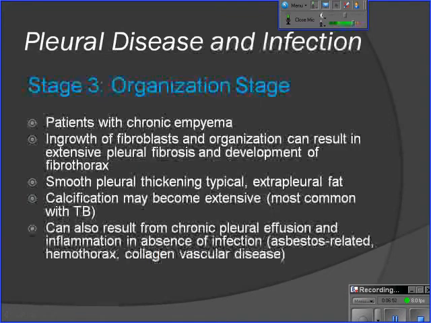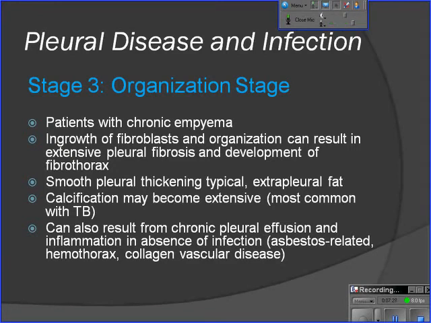The third stage of pleural disease and infection is the organization stage, and this occurs in patients with chronic empyemas. There's an ingrowth of fibroblasts and organization that can result in extensive pleural fibrosis and development of fibrothorax. It tends to be smooth pleural thickening, and thickening of extrapleural fat is usually seen. There can be calcification associated with this, and it can become quite extensive, most commonly associated with TB, post-TB infections.